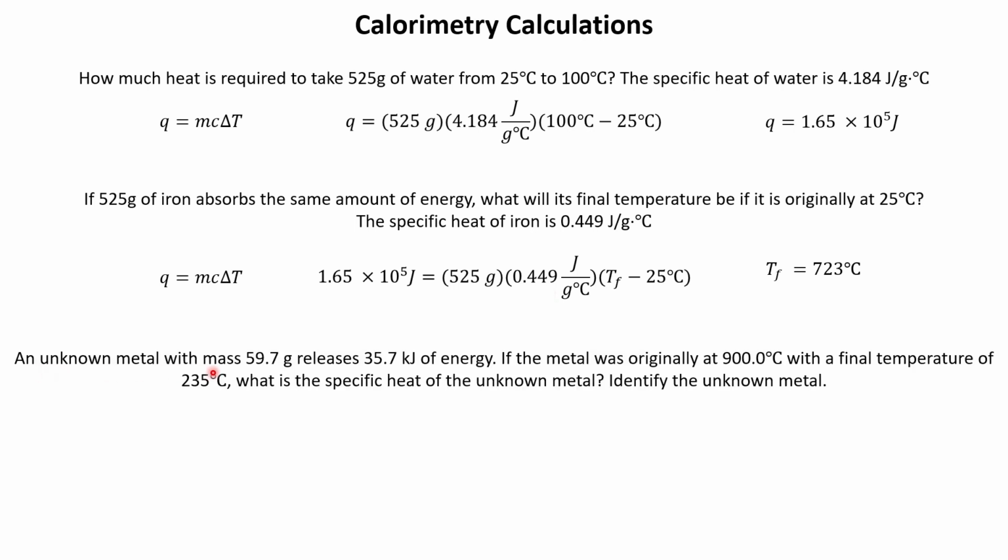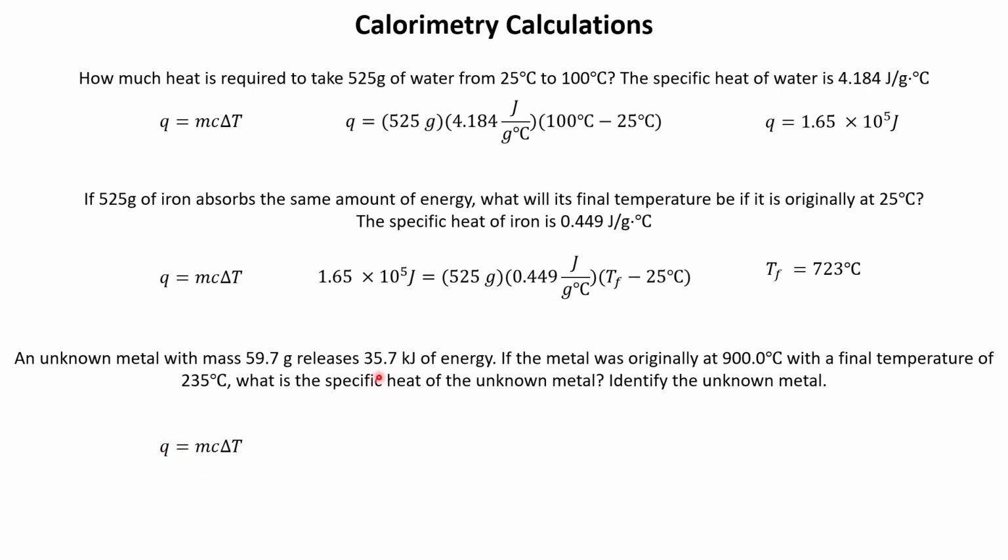Now we have an unknown metal with mass of 59.7 grams. It's going to release 35.7 kilojoules of energy. And if the metal was originally at 900 degrees Celsius with a final temperature of 235 degrees Celsius, what is the specific heat of the unknown metal? And then we need to identify that unknown metal. Still using our good old Q equals MC delta T.